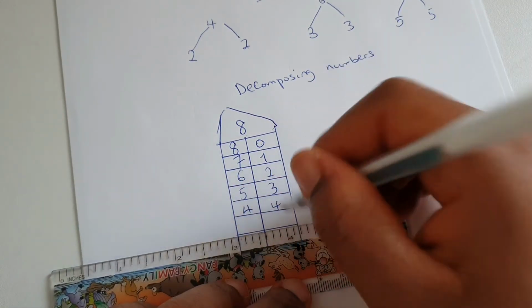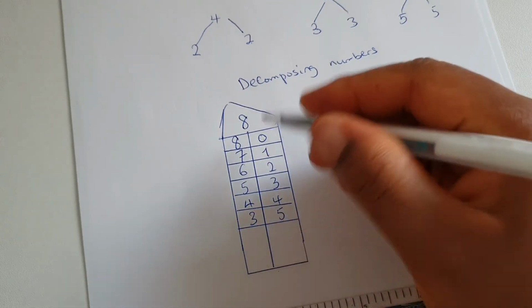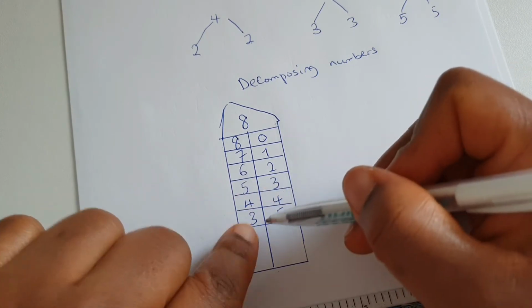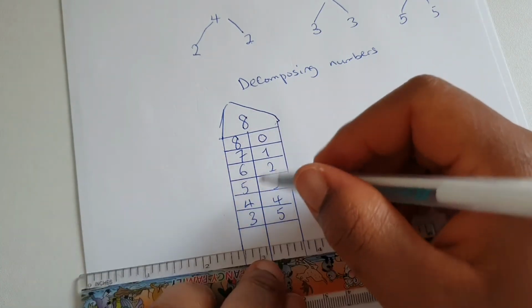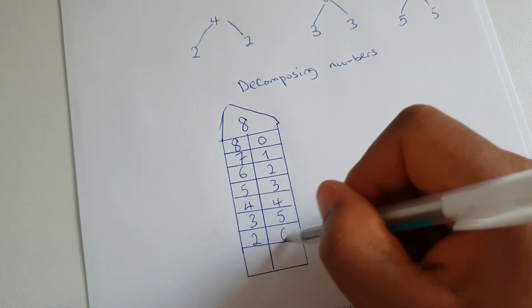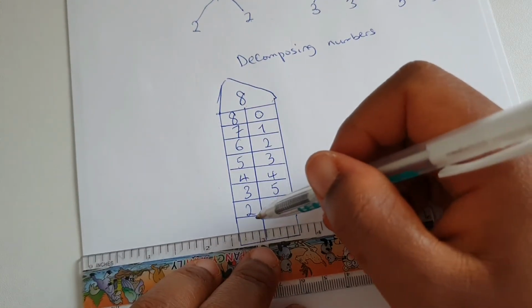Here you have 3, and you have 5 here. Now they have changed. Up here was 3 and 5 and 3. Now here is 3 and 5. 3 plus 5 will give you 8. Then you have 2, and you have here 6. 2 and 6 will also give you 8. 2 plus 6 will give you 8.